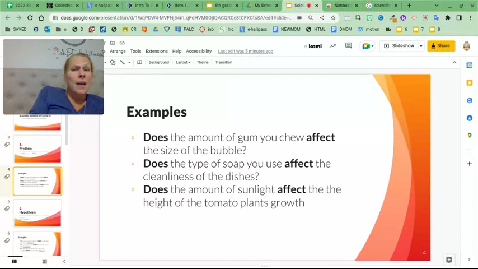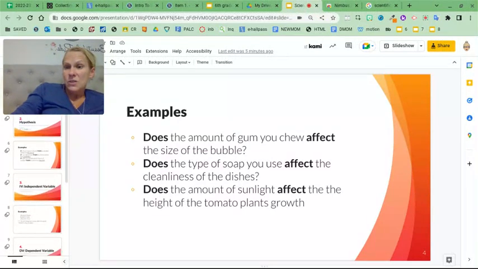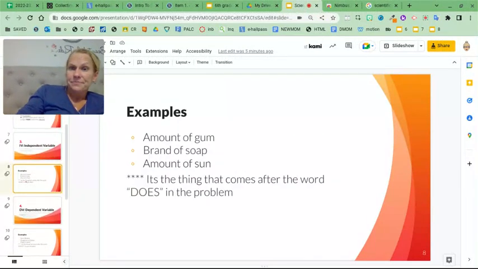I can control how much sunlight I let the tomato plants have. I can control the sunlight. So that is the independent variable, the one that I have a say in. So let's look at our examples. The amount of gum, the brand of soap, and the amount of sun.